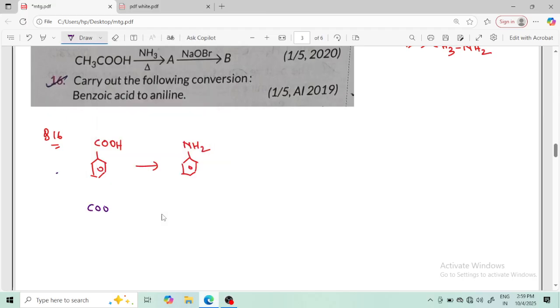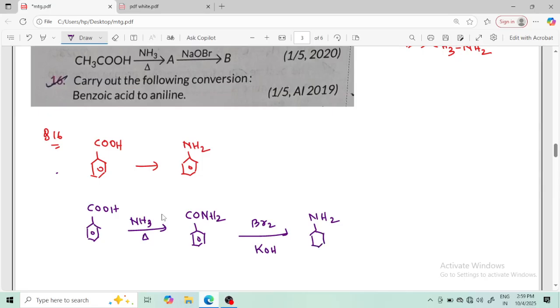What I will do is, that COOH will react with NH3 and heat, right? So it will change to CONH2, and then it will undergo the Hofmann bromamide degradation reaction. So I will be using Br2 and KOH. This CO will be removed and then you will get NH2, and this will be your answer. So with that we got the answer. Alright.